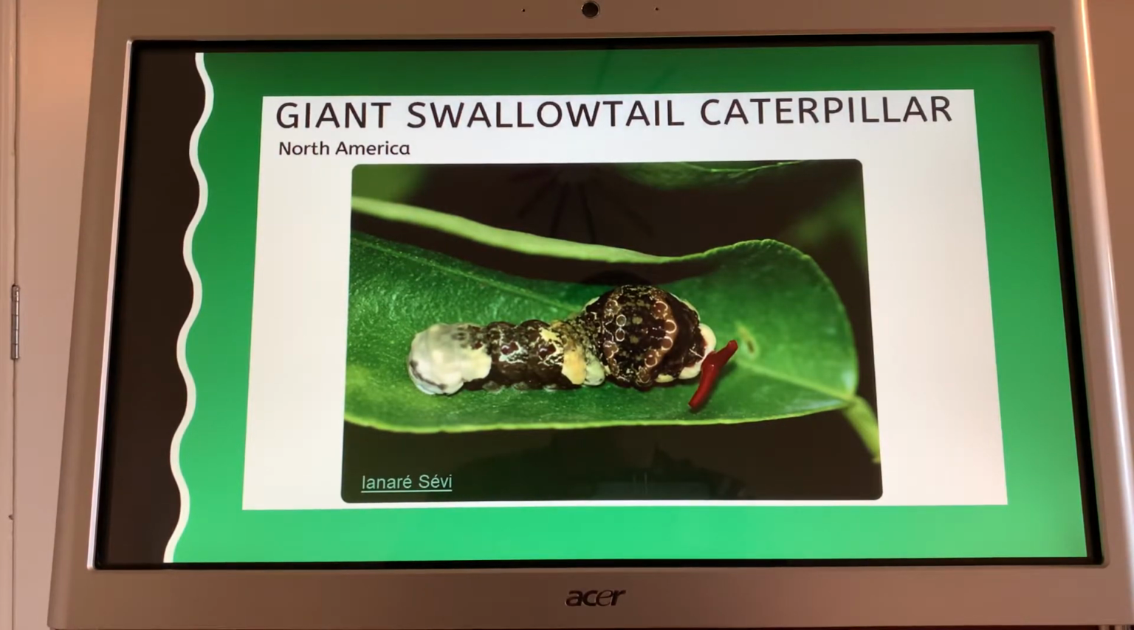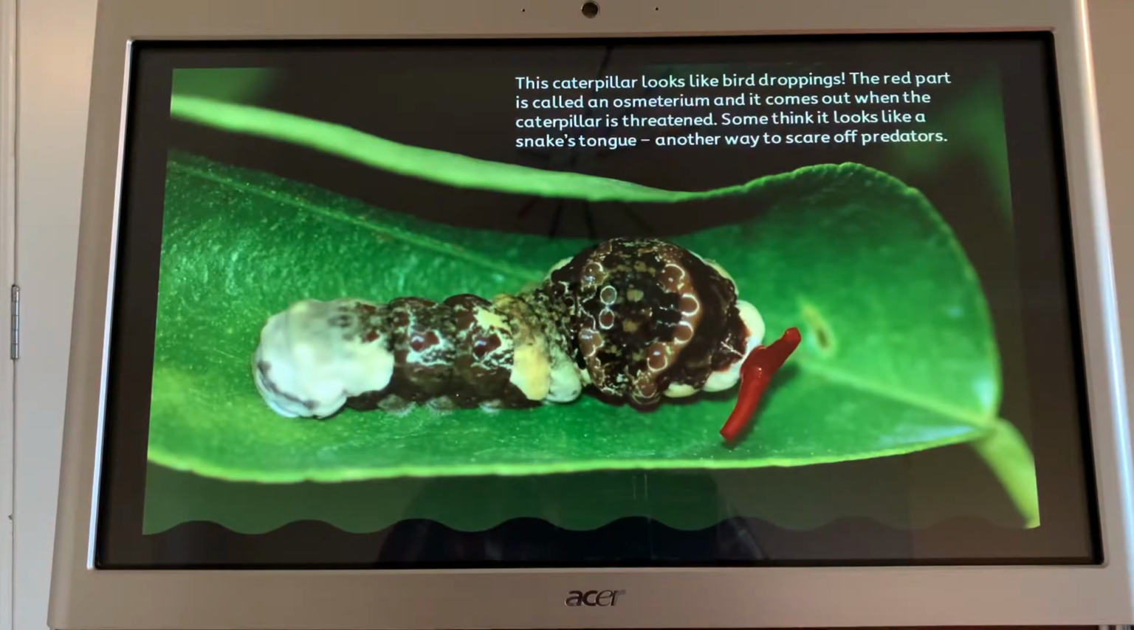Let's find out. This caterpillar looks like bird droppings. That's right, the caterpillar looks like bird poo. The red part is called an osmeterium, and it comes out when the caterpillar is threatened. Some think it looks like a snake's tongue, another way to scare off predators.